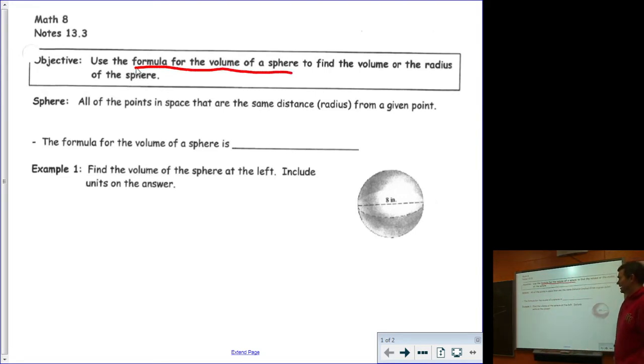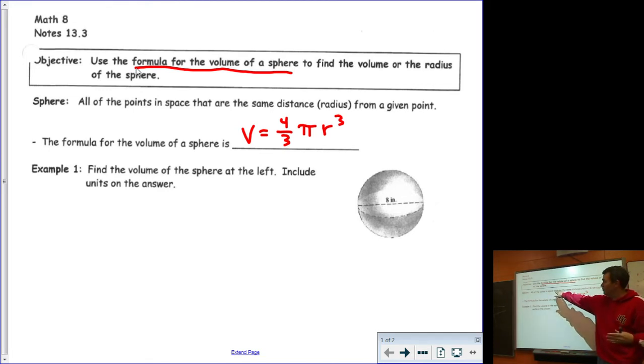All right, the formula is volume equals 4/3 times pi times the radius cubed. All right, a sphere is like a ball. Technically, it's all points in space that are the same distance from a given point. So here you can see we have a picture of a sphere. Kind of looks like a ball, right?